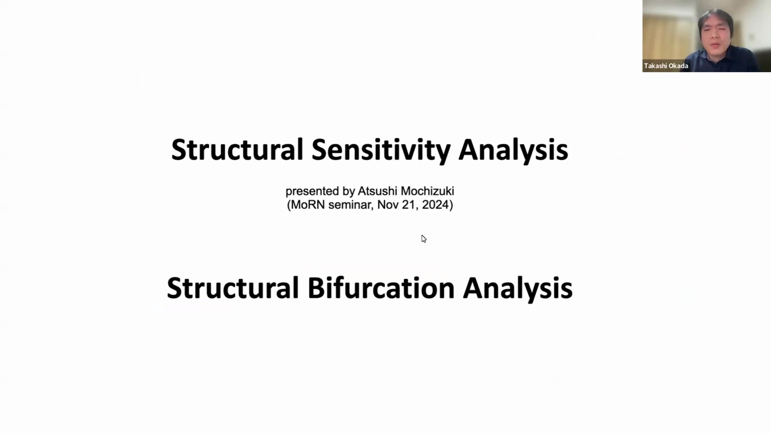The other one is structure bifurcation analysis. This is the main topic. But this structure bifurcation analysis was built on the structure sensitivity analysis, and some of you may have missed his talk. So today I'd like to begin with a review of structure sensitivity analysis, and then move to the bifurcation analysis.